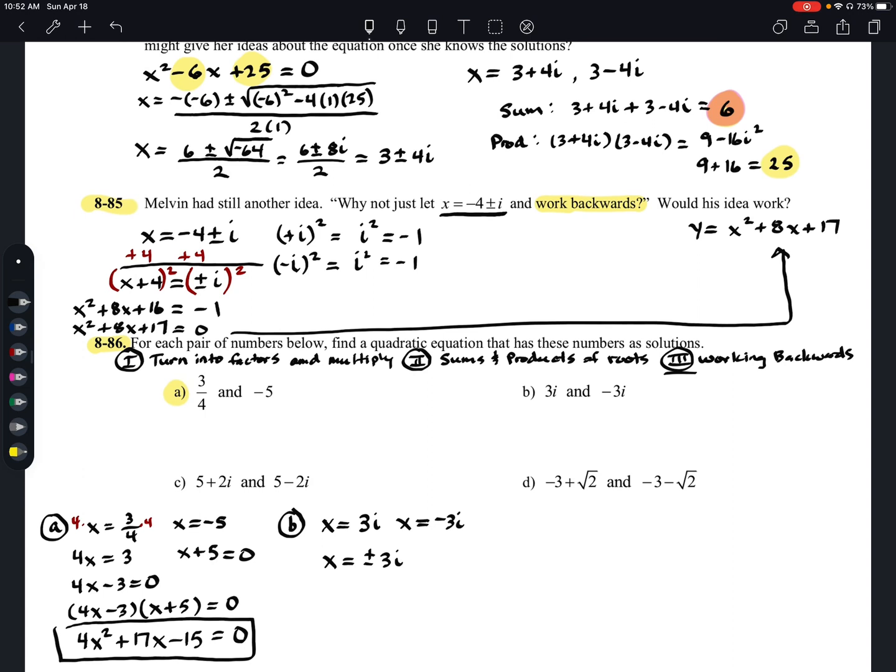How do I get rid of my imaginary numbers? Well, I can take it and I can just square both sides, right? Because our imaginary number is already isolated by itself. Let's see what we get. X squared is equal to, whether it's positive or negative 3, when I multiply it together, I'm going to get 9. And then I have that i squared, so this is going to turn into a -9. So x squared is equal to -9. And then when I move my 9 over, my equation becomes x squared plus 9 equals 0. So that would be the function for B.